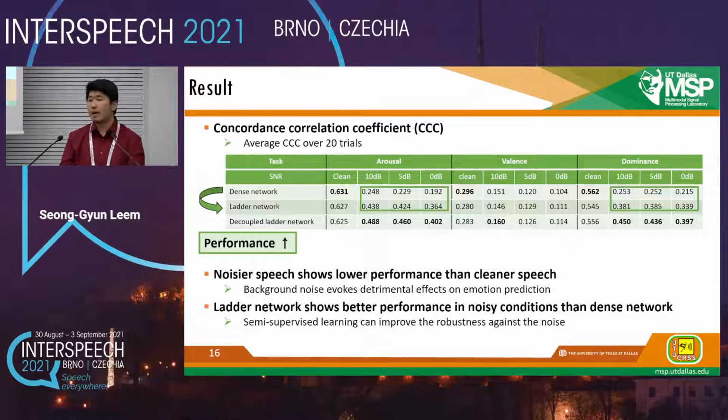As we compare the ladder network with the dense network in the noisy recording condition, we can see that there is an improvement of the ladder network in arousal and dominance prediction. So we can say this result shows that the semi-supervised learning framework can increase the performance in the noisy recording condition.